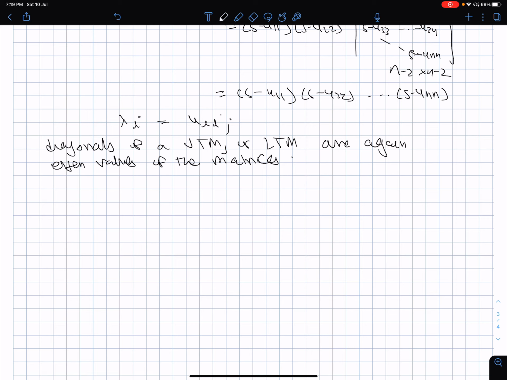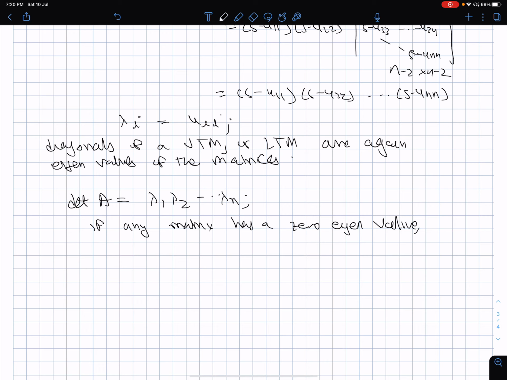Now, one more property is that the determinant of A is nothing but the product of its eigenvalues. I am not proving this straight away, but the determinant of a matrix is also the product of its eigenvalues, which means that if any matrix has a zero eigenvalue one or more times repeating, then its determinant is 0, which implies that it is a singular matrix.